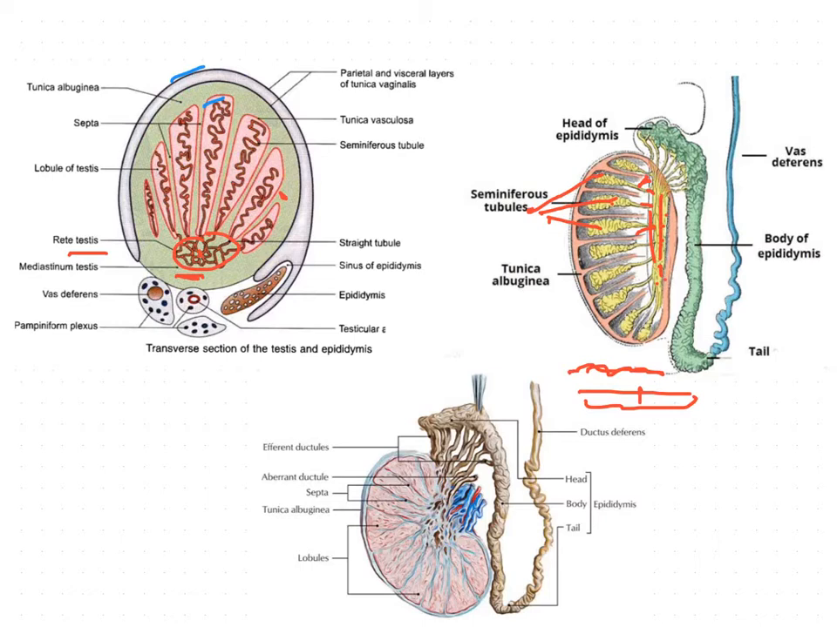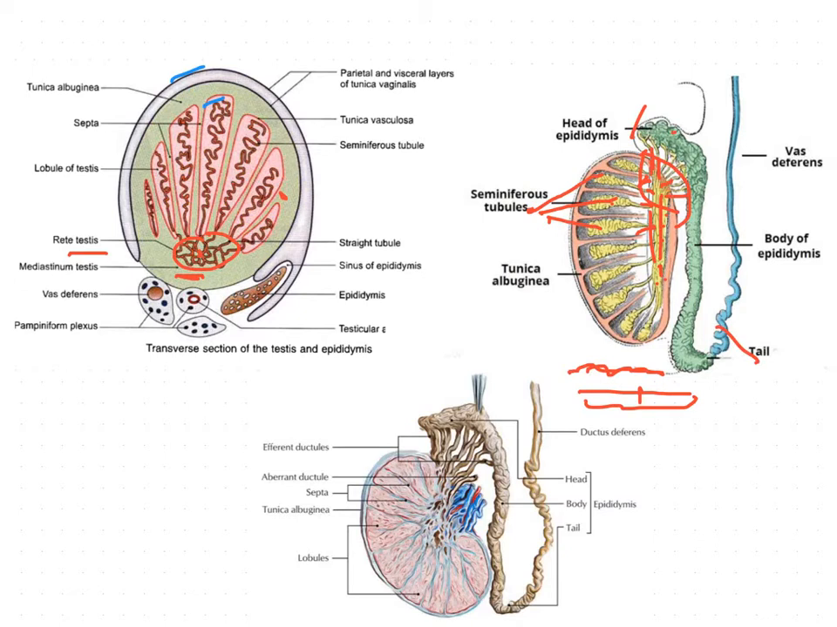After forming, the rete testis gives rise to 12 to 30 efferent ductules. So how many ductules? It gives rise to 12 to 30 efferent ductules, which emerge near the upper pole of the testis. So this is the upper pole. It emerges at the upper pole of the testis and enters into the epididymis. This is the epididymis, so the entire part up to here is the epididymis.